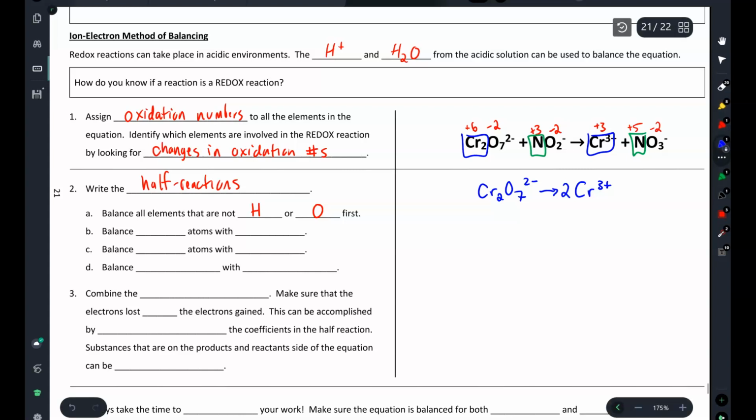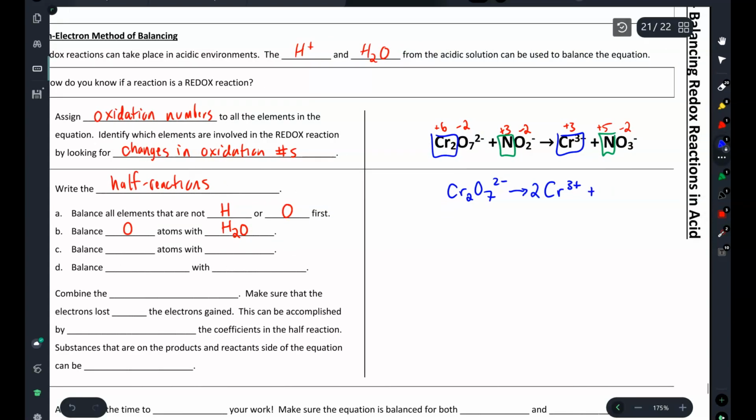We're going to balance our oxygen atoms using water. This is an acidic medium. We're told that this reaction takes place in acid, so we know there's going to be water molecules present. I have 7 oxygens on the reactant side. So on the product side, I'm going to put 7 water molecules. That'll give me 7 oxygens. So I balanced the oxygen, but I've created a new problem. Now I have hydrogens. I'm going to balance the hydrogen atoms with H+ ions.